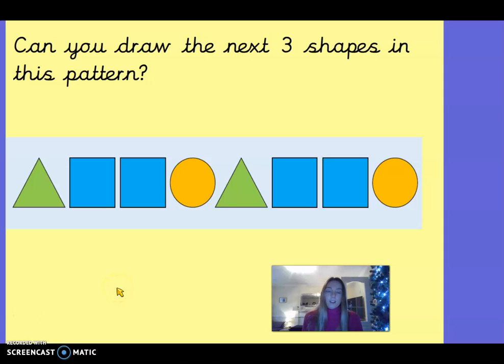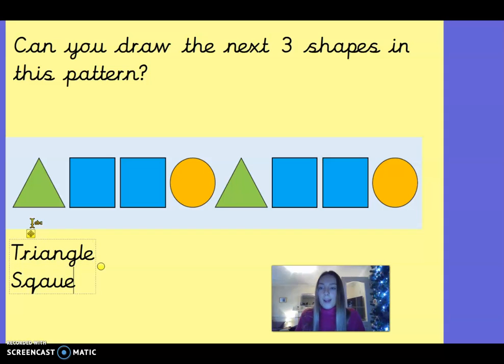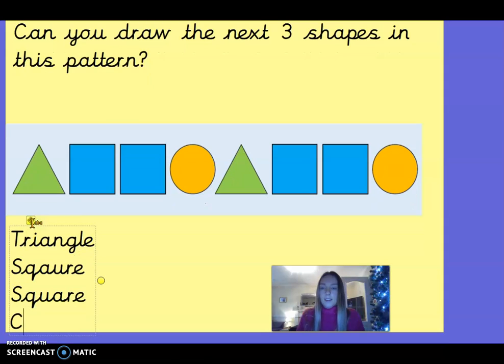Let's have another look at a different pattern. So this time it's saying, can you draw the next 3 shapes in this pattern? So let's find out what our pattern is first. And this time I'm going to write it down as well to help us. We've got triangle, square, square, circle. Let's check. Triangle, square, square, circle. So that is our repeating pattern.